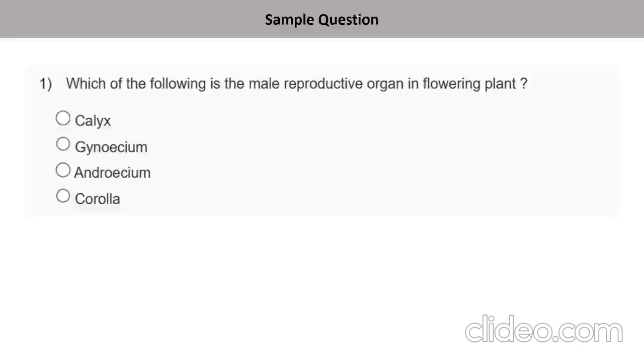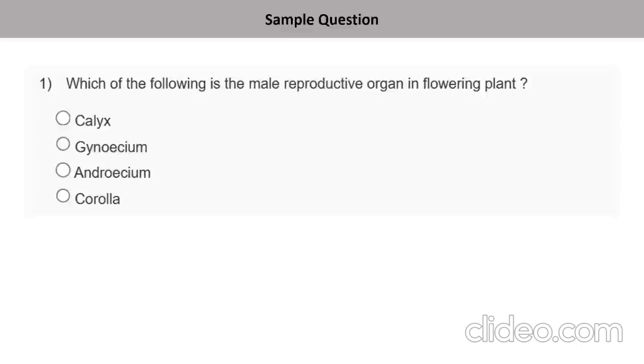Now let's understand the concept of this. There are two terms for the reproductive organs in any flowering plant. As we all know, flowers are the products of sexual reproduction. Sexual reproduction requires a male reproductive organ and a female reproductive organ. In this case, gynoecium and androecium are the two names for the female and male reproductive organs respectively.